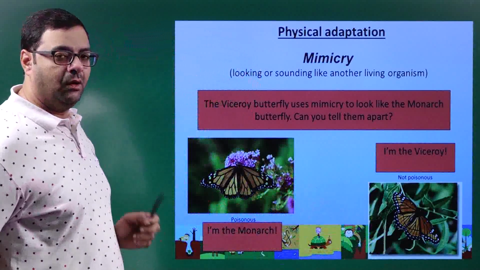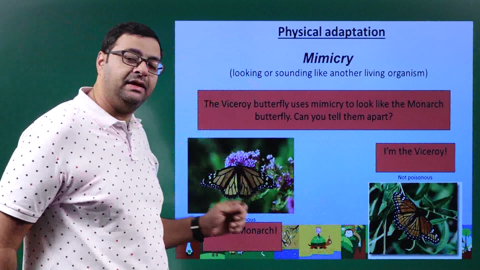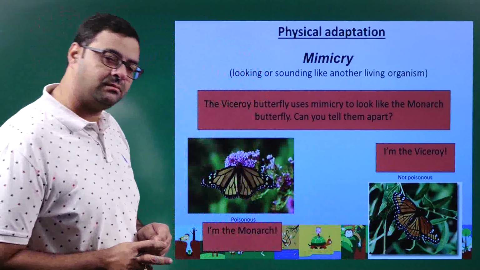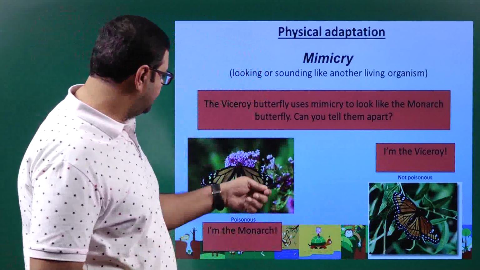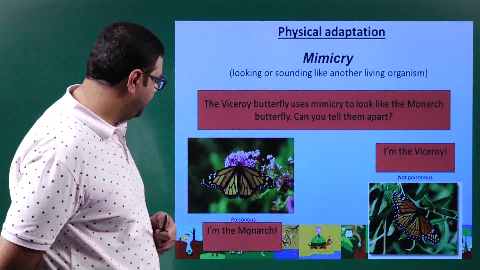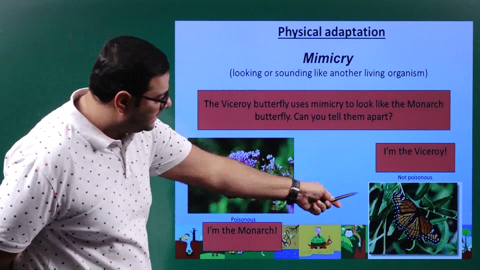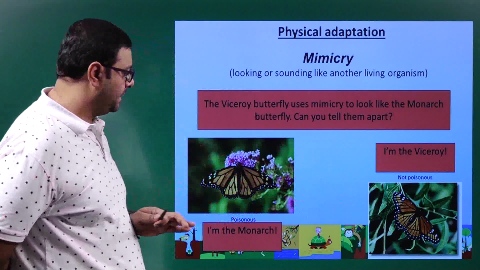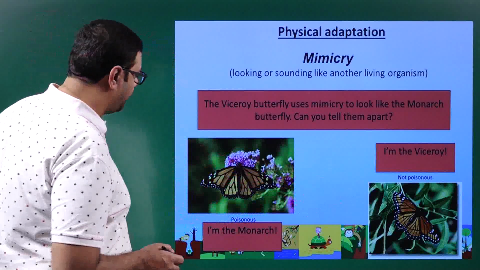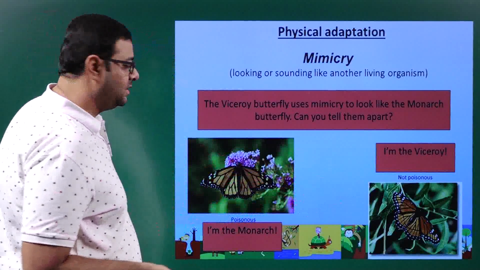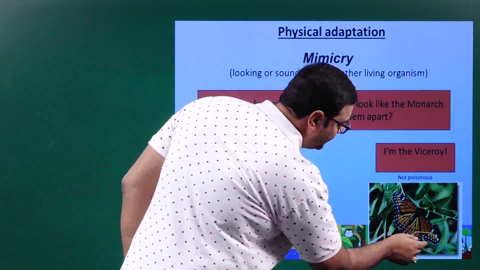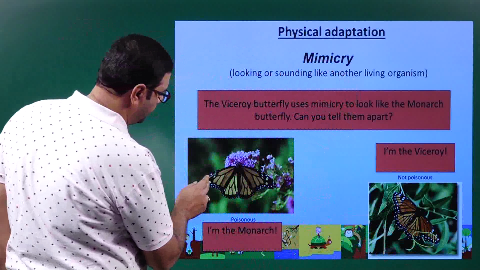Now the monarch butterfly is poisonous in nature, whereas the viceroy butterfly is not poisonous. If you look at both of them closely, everything looks very, very similar. The only telltale point for a viceroy or a monarch butterfly would be the wing line here in this region, which the monarch is lacking.